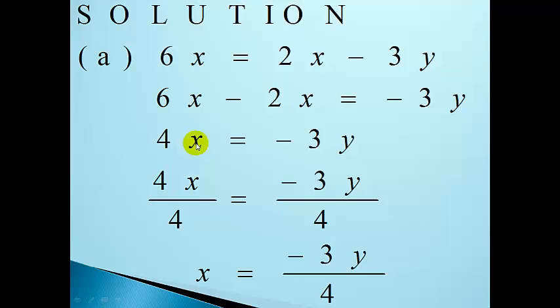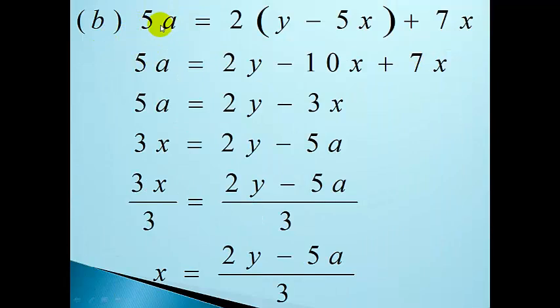So we have 4x is equal to minus 3y. Because we are solving for x, we divide the left hand side by 4. That is how we have 4x divided by 4, and we divide the right hand side also by 4, so we have minus 3y divided by 4. Now 4 will cancel 4 and we are left with x. And so x is equal to minus 3 over 4y. Now we can see that the x stands alone. That means we've made x the subject from the equation 6x equals 2x minus 3y.